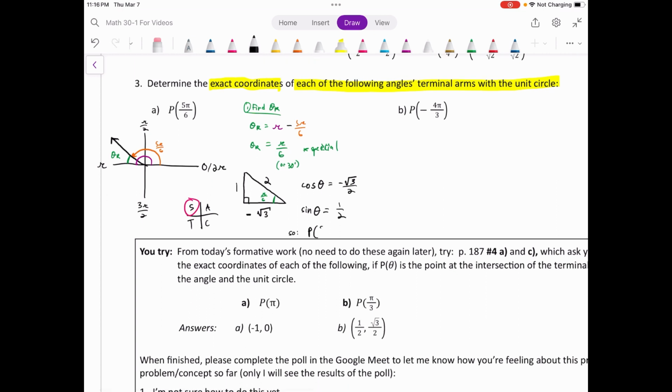So putting it together, P of 5 pi over 6, the point where it intersects the unit circle, will be negative root 3 over 2, 1 over 2. Those are the coordinates of the point where the terminal arm of 5 pi over 6 will intersect with the unit circle. Done.